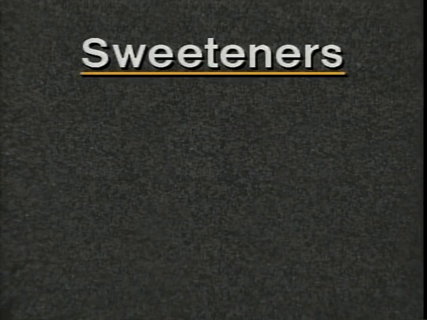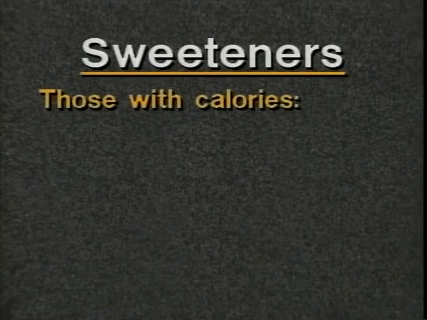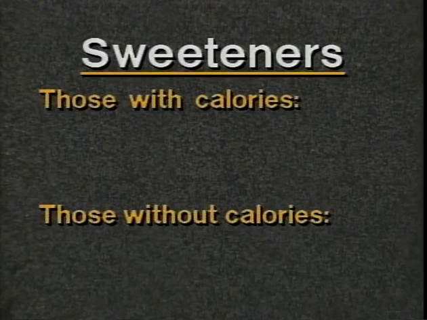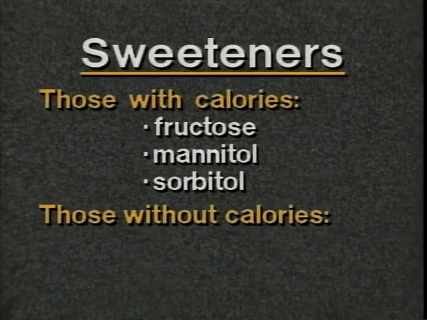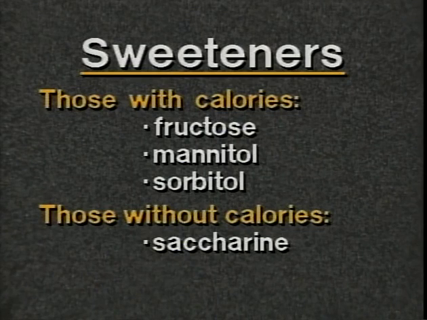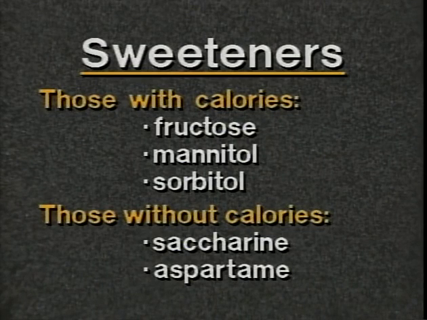There are 2 types of sweeteners, those with calories and those without calories. Sweeteners such as fructose, mannitol, and sorbitol contain calories and should not be used by the diabetic. Sweeteners such as saccharin and aspartame do not contain calories and can be used in moderation. Mrs. Henson would use a sweetener with no calories.